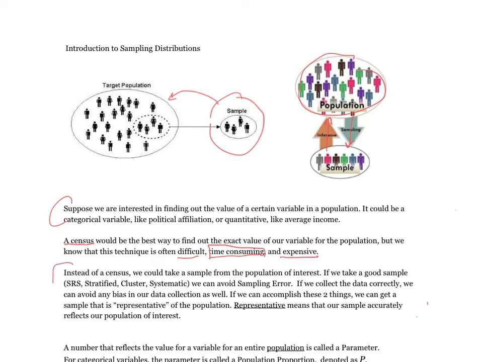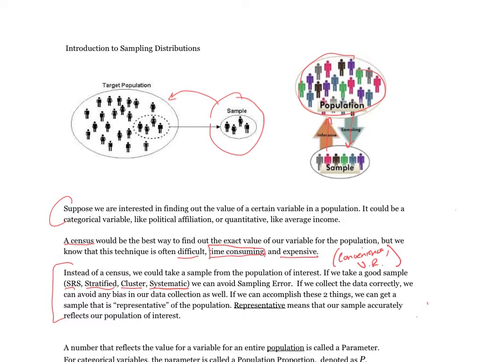So instead of a census, we could take a sample from the population of interest. If we take a good sample, a simple random sample, or a stratified random sample, or a cluster random sample, or a systematic random sample, we can avoid sampling error, which means that we'll be taking a sample that's going to give us a good representation of the population. We want to avoid those sampling techniques like convenience and voluntary response, because those will not give us a representative sample.